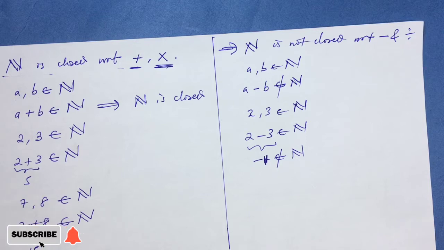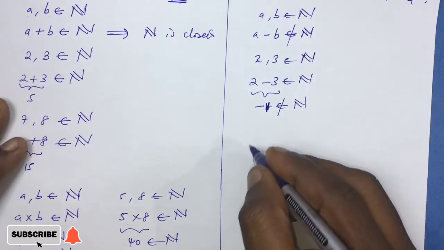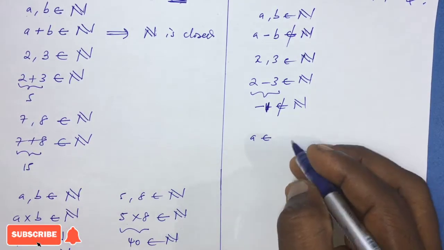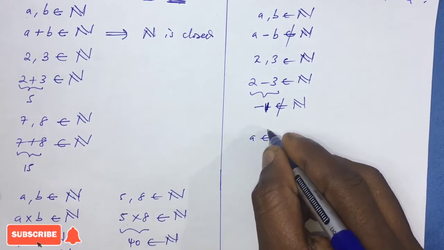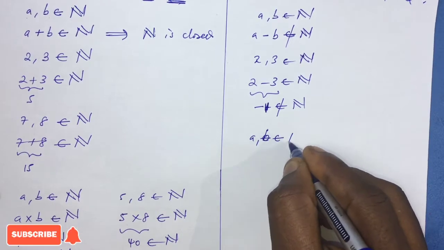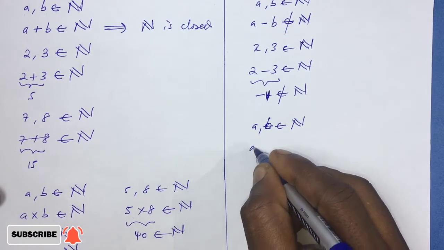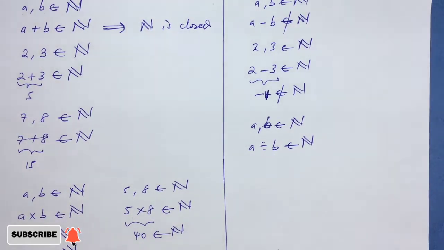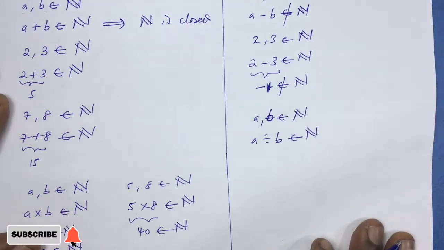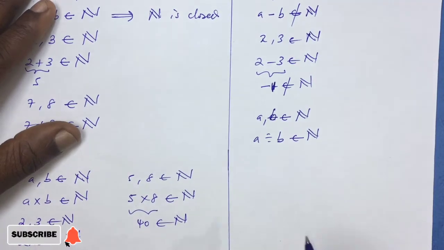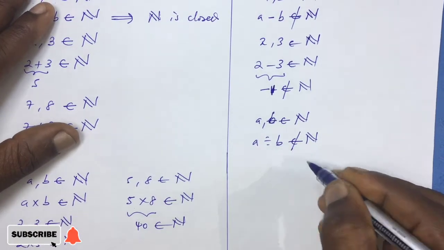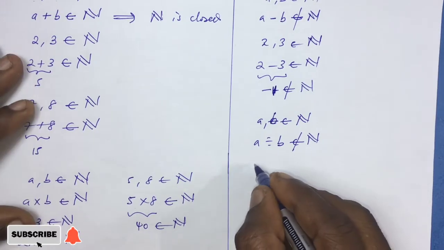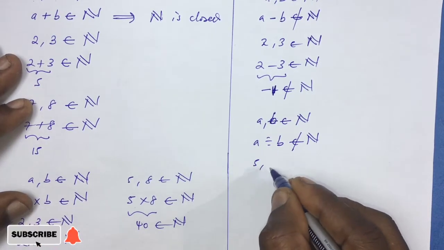So, what about division? Now, again, n is not closed with respect to division. Why is that so? If you take any two elements, A and B, that are members of n, notice that A divided by B may not be a member of n. It may not. But provided it may not be a member of n, what does it mean? It means that n is not closed with respect to division. Now, if you look at it again, pick any two elements such as 5 and 6.